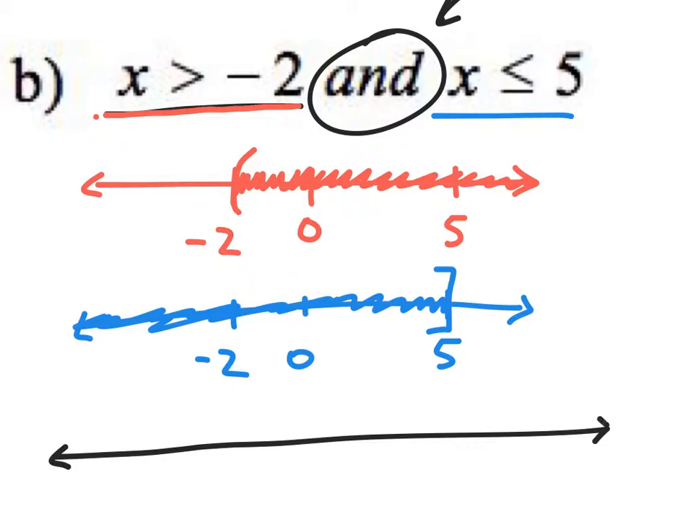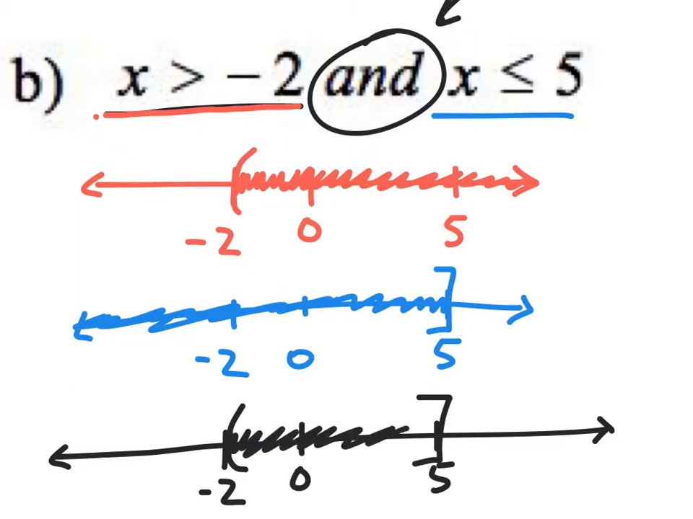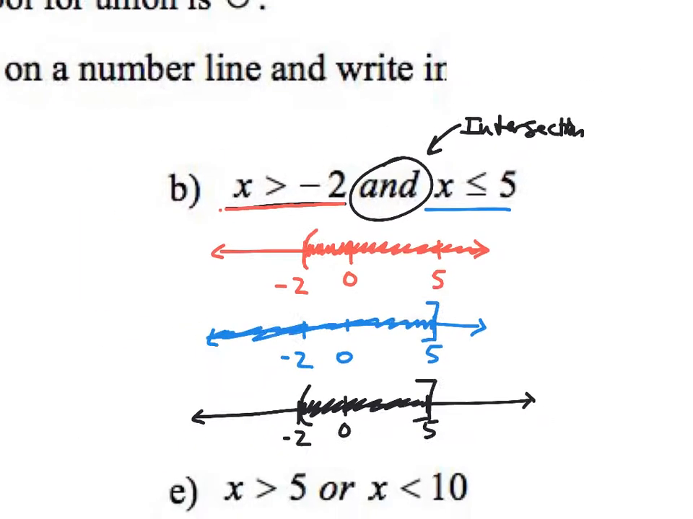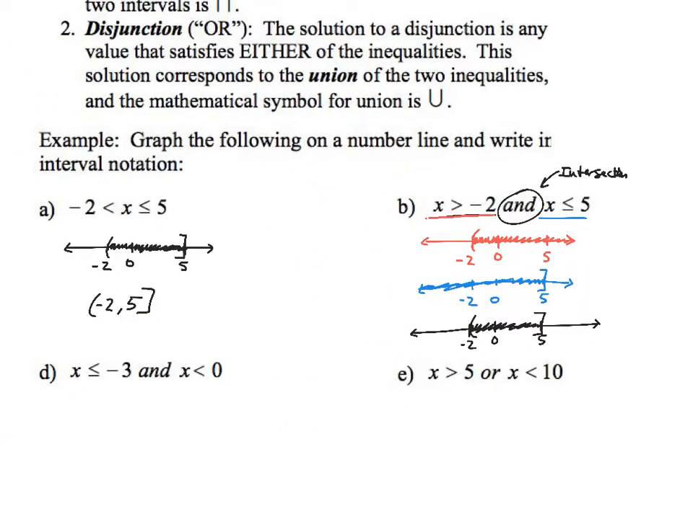And this is going to be the same thing we had on the last one. Put my 0 here, put my -2 here, put my 5 here, and I'm going to put a parenthesis at -2. We're going to put a bracket at 5, and then we're going to shade in between. And notice how this intersection is the same as this intersection.